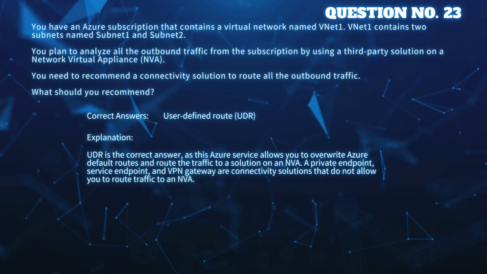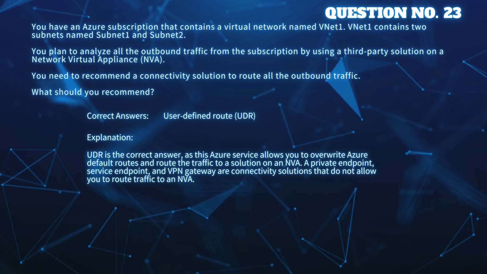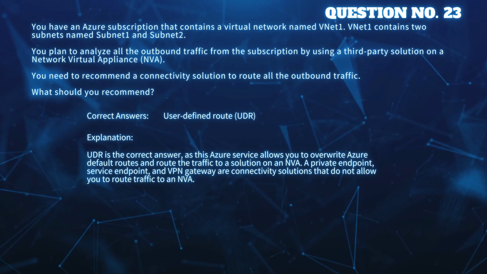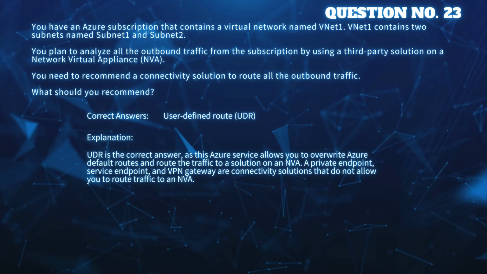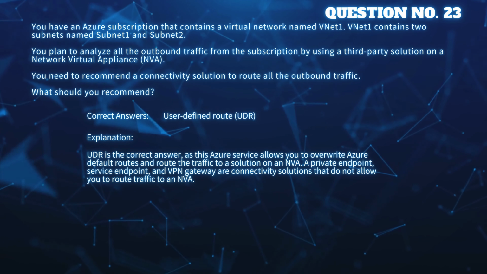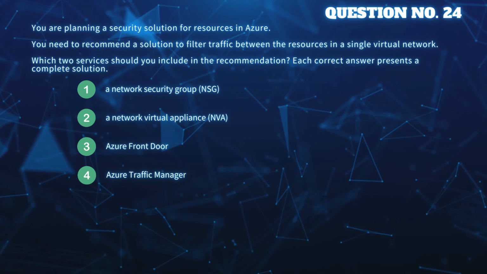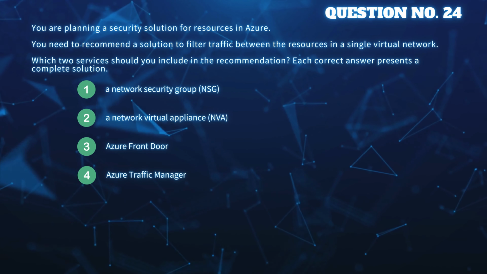Explanation: UDR is the correct answer, as this Azure service allows you to overwrite Azure default routes and route the traffic to a solution on an NVA. A private endpoint, service endpoint, and VPN gateway are connectivity solutions that do not allow you to route traffic to an NVA. You are planning a security solution for resources in Azure.